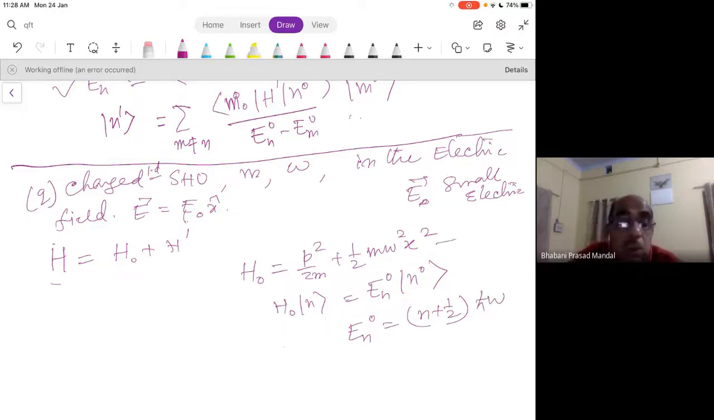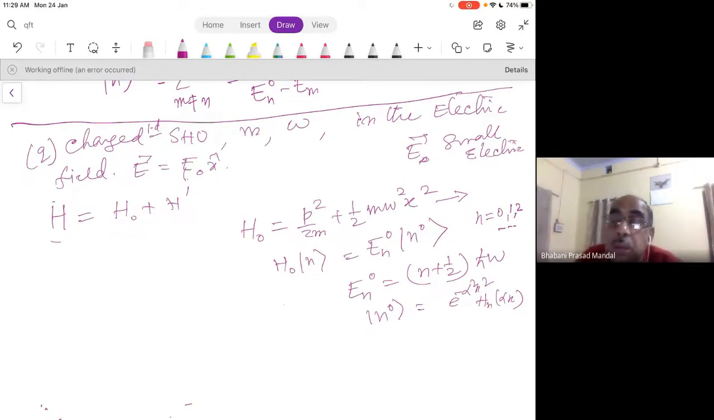This H0 is called the unperturbed Hamiltonian, and the unperturbed Hamiltonian is known to you, and the wave function is known to you, in terms of Hermite polynomials, e to the power minus alpha square x square times Hn of alpha x. But remember, this 0 is the zeroth order, it is not the ground state. So don't confuse it with the ground state. When n equal to 0, that will be the ground state. So n is 0, 1, 2 to infinity. So this is H0, and you know the solution.